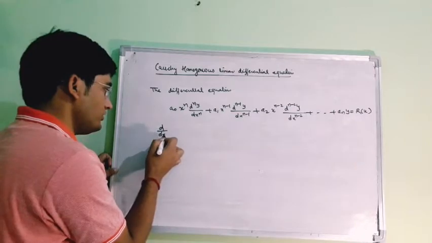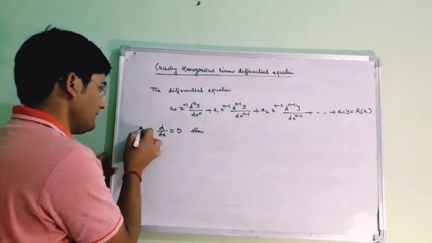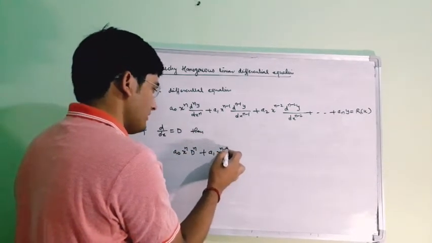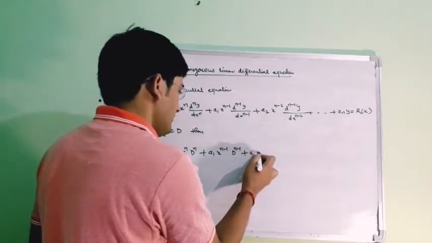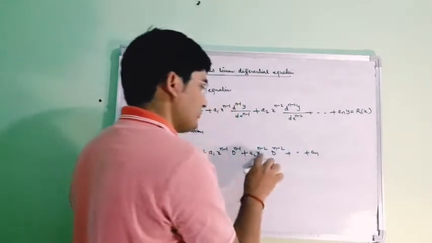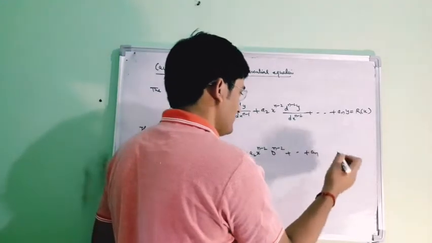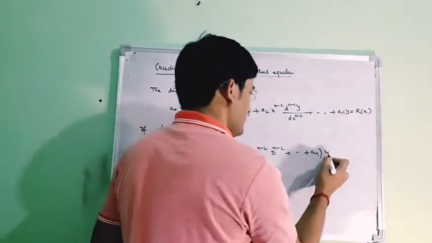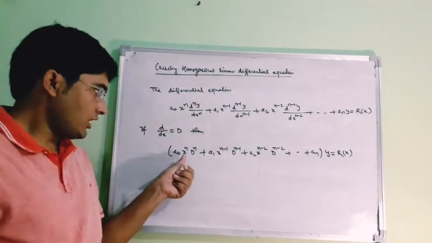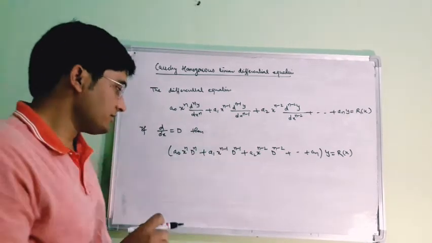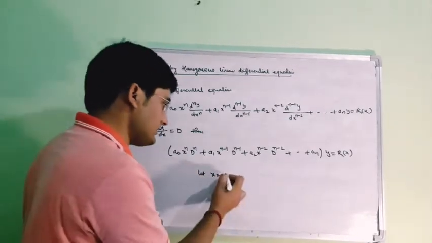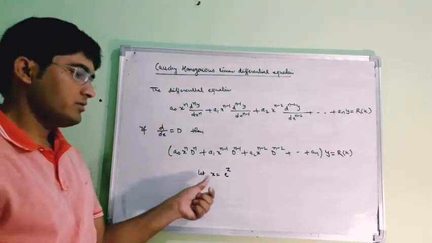Now if we denote d by dx as capital D, then this will be a naught x power n D^n, a1 x power n minus 1 D^(n-1), then a2 x power n minus 2 D^(n-2), then the last term an x power n minus n, that is x power 0, D^(n-n), that is 0. So we will have an y equal to some function of x. Now let us reduce these variables. For that, let us change this independent variable into another variable, say z, by this substitution.